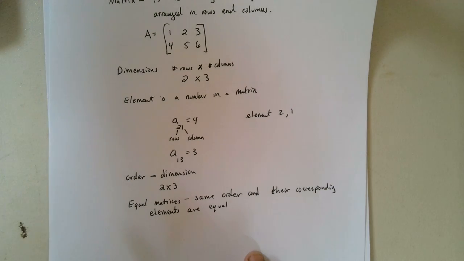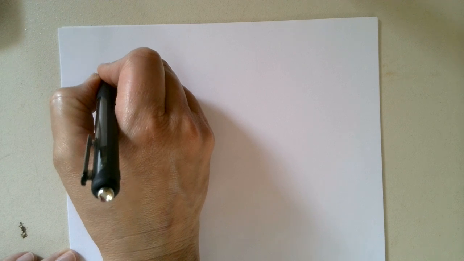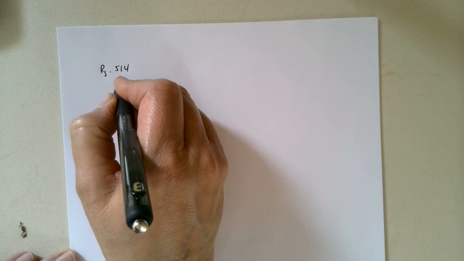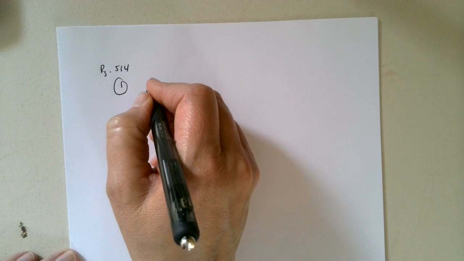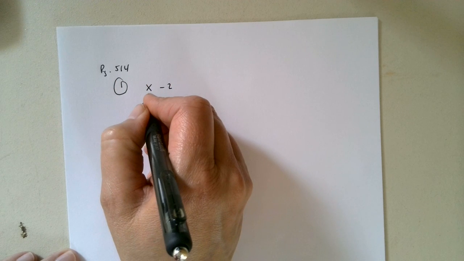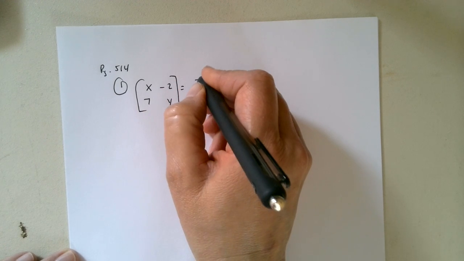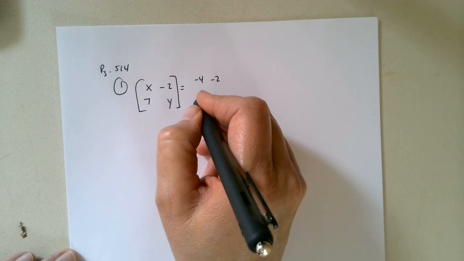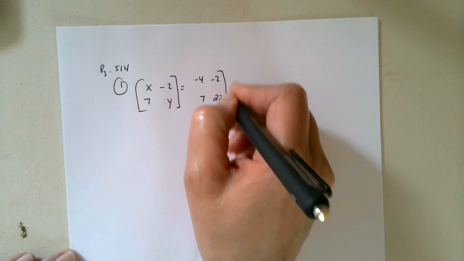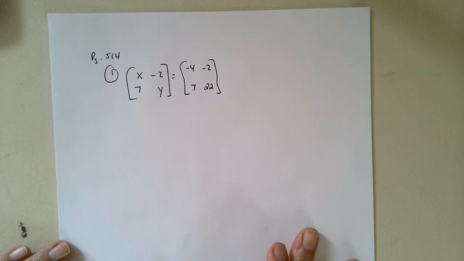So now I want you to turn to page 514, and we'll see what it means that their corresponding elements are equal. If we go to 514 and look at number 1, we have the matrix x, negative 2, 7y on the left side, and negative 4, negative 2, 7, and 22 on the right side. And the directions say find x, y, and z.